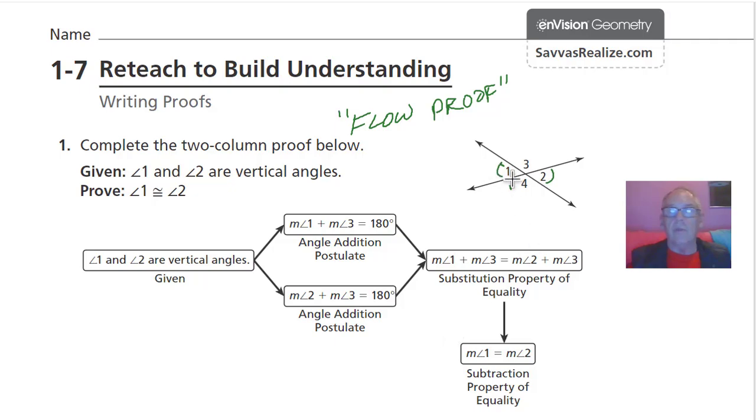So on this one, we want to prove that angle 1 is congruent to angle 2. We're not assuming that they're congruent, but we just see that they're vertical angles. And then once we prove that they're congruent, we can say that vertical angles are congruent. So this basically proves that since 1 and 2 are vertical angles, they end up being congruent to each other. So let's see how this proof needs to go.